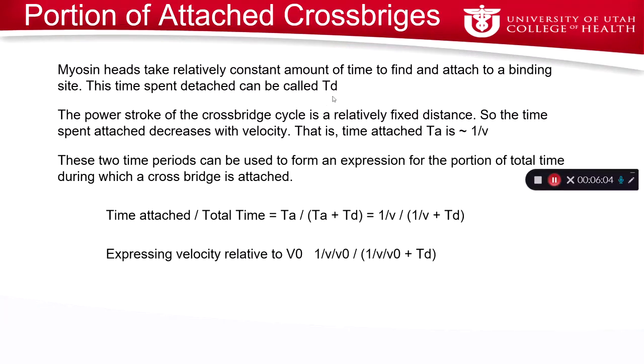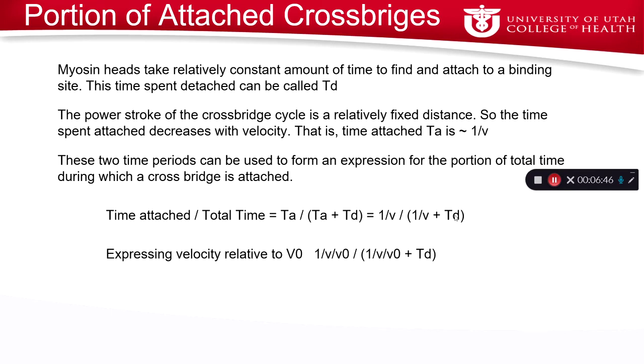So these two times, the detached time, which is constant, and the attached time, which is proportional to 1 over the velocity, can be combined to form an expression for the portion of total time during which a cross bridge is attached. So we'll go time attached divided by total time. So that's T sub A, we'll call it here, divided by the attachment plus the detachment time. And as we derived up here earlier, attachment time is 1 over V, and we're going to divide that by the sum of these two, so 1 over V plus the detachment time.